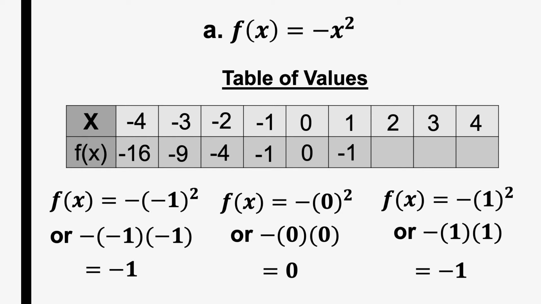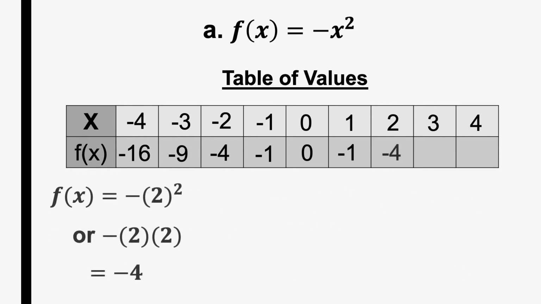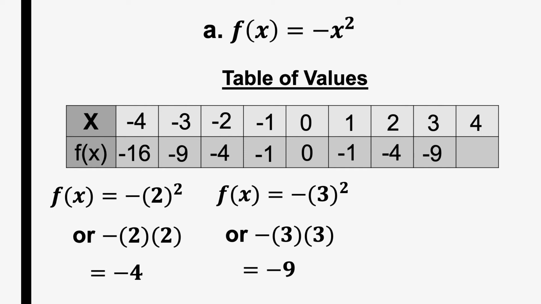For our seventh value, f of 2 is equal to negative times 2 squared, or we can write it as negative times 2 times 2. So our answer will become negative 4. So next, f of 3 is equal to negative times 3 squared. So we can rewrite it as negative times 3 times 3. So our answer will become negative 9.